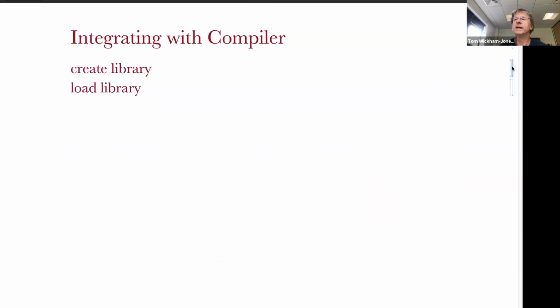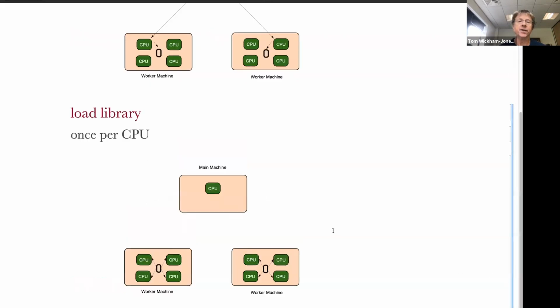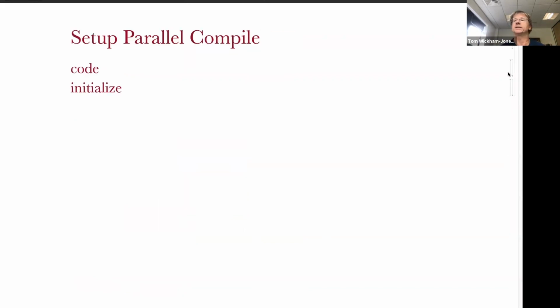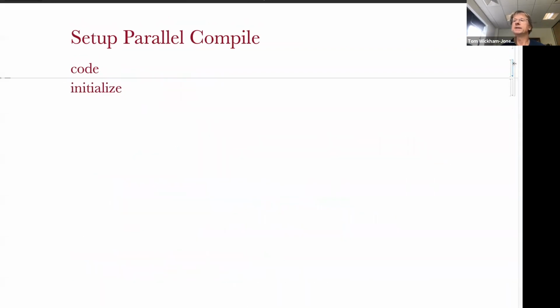So I thought about a way to integrate this with the compiler. The compiler has a mechanism for making dynamic libraries. So once per machine, you send a command to one CPU on that machine to compile some code and make a library for that code. Then on the machine, each kernel, each CPU, loads that library. I thought that was an interesting workflow, and I wrote some code so we can set that up.